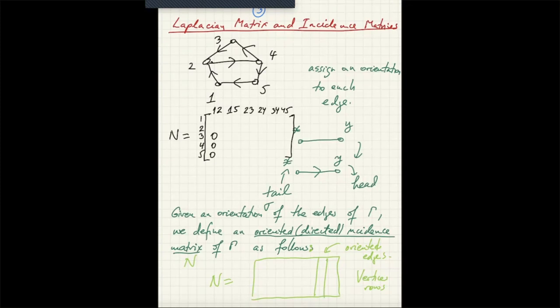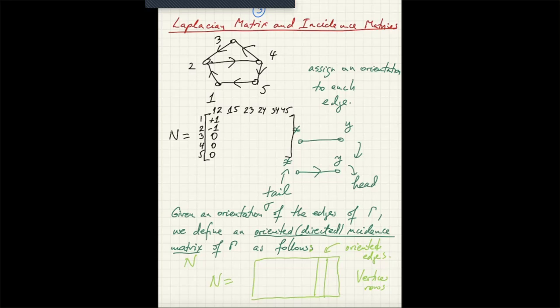And we put a +1 at the tail, and we put a -1 at the head. Okay, so it goes from positive to negative, from tail to head. And we do the same thing for each edge.